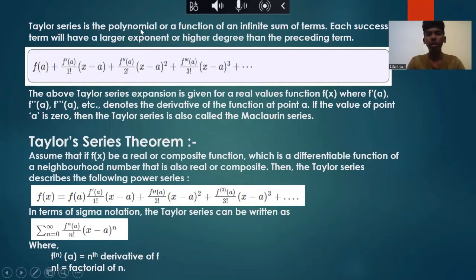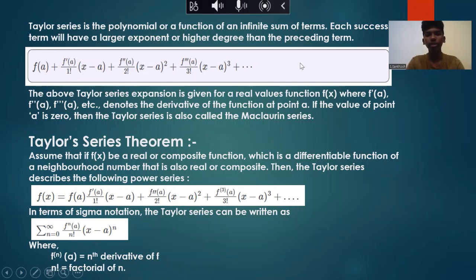The Taylor series is a polynomial or a function of an infinite sum of terms. Each successive term will have a larger exponent or higher degree than the preceding term. So this is the formula of Taylor series: f(a) plus f'(a), that is the first differentiation of a, divided by 1 factorial into (x minus a), plus f''(a), or the second differentiation of a, divided by 2 factorial into (x minus a) whole square, plus the third differentiation divided by 3 factorial into (x minus a) whole cube.